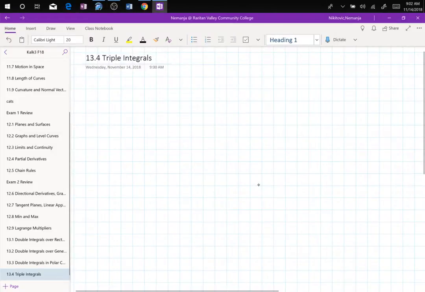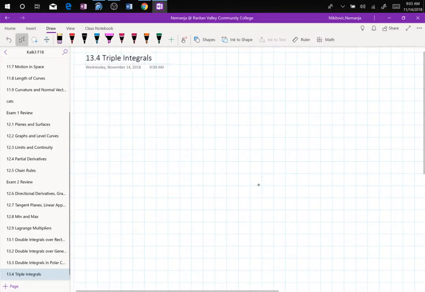Hello and welcome back to Calculus 3. We have triple integrals for today, and we are going to cover rectangular and iterated triple integrals, and then the next lecture would be different coordinate systems for triple integrals, namely cylindrical and spherical. But now we're going to do the basic stuff with dx, dy, dz.